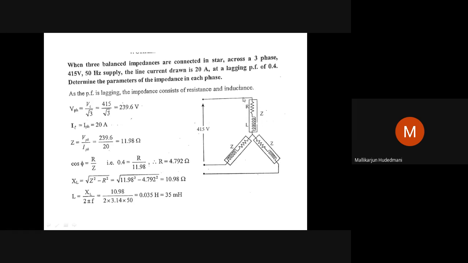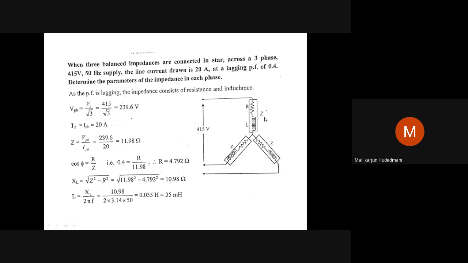So the phase voltage and the current flowing through that, we call the phase current. I have determined, no doubt, in star connection, line current is the same as phase current, and phase voltage is line voltage divided by root 3. That's what I am taking here. VPH is VL by root 3, 415 divided by root 3. IL is IPH, 20 ampere.